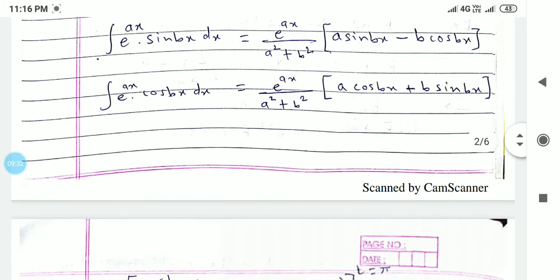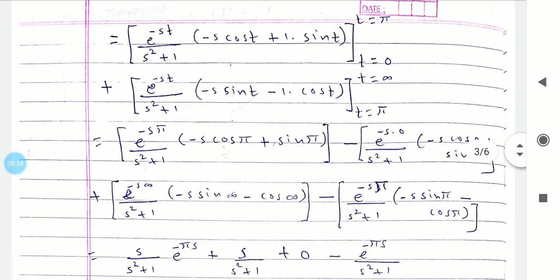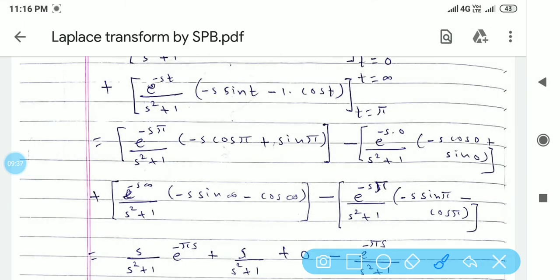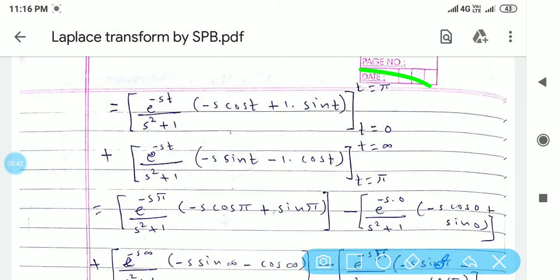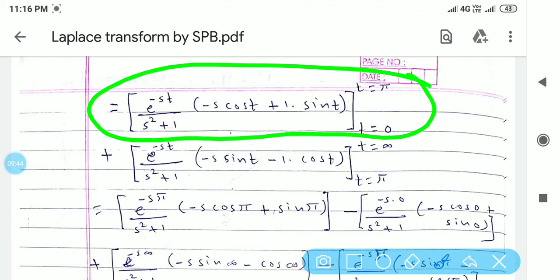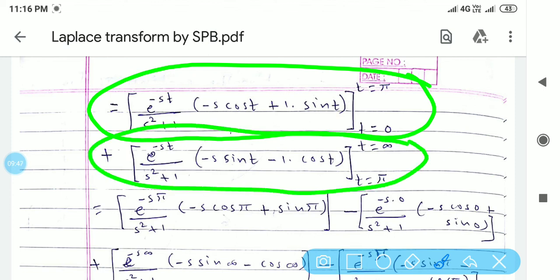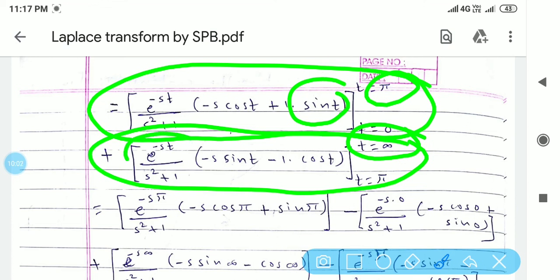So after using these formulas, we will get these two things. This is the formula for the first integration, and this is for the second integration. Now we will put in the upper limit and lower limit. Here the upper limit is pi, so the value of this term, sin pi, is 0. And for the second integration, when t is infinity, this is e raised to minus infinity. So in the second integration, the upper limit gives 0.